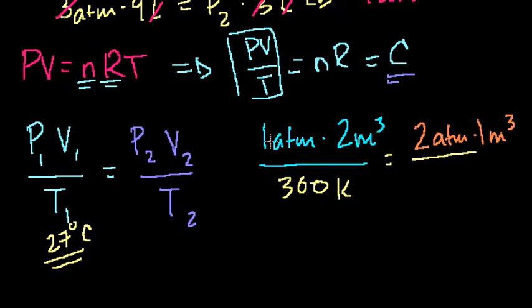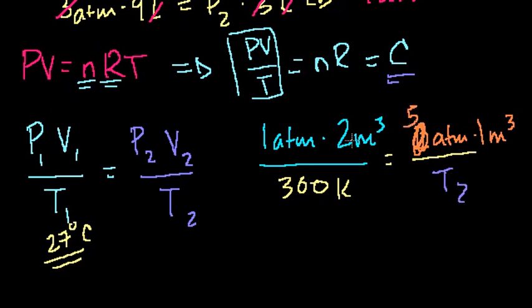So we've made the pressure higher. Actually, let me make the pressure even larger. Let me make the pressure 5 atmospheres. And now we want to know what the second temperature is.